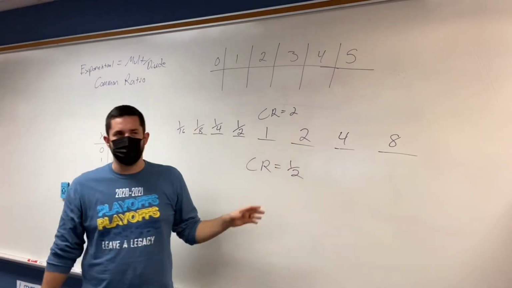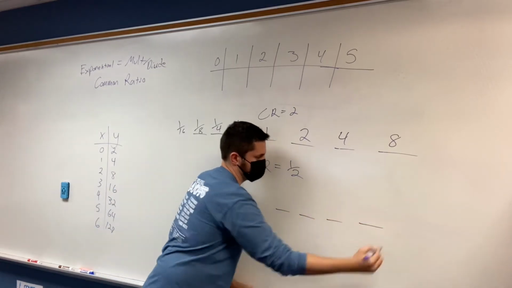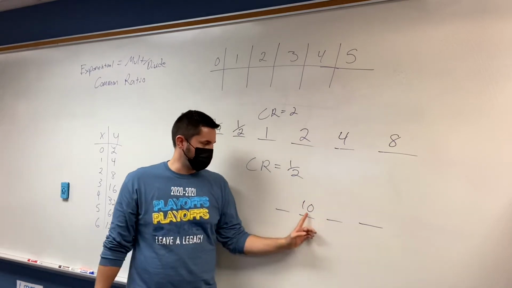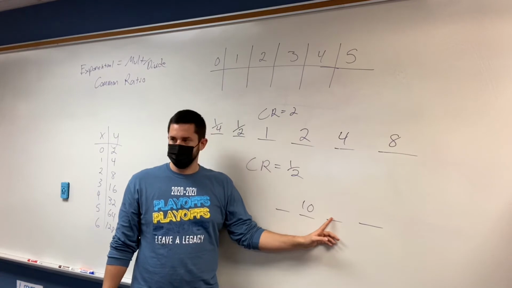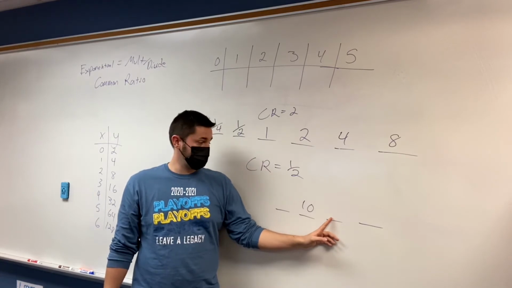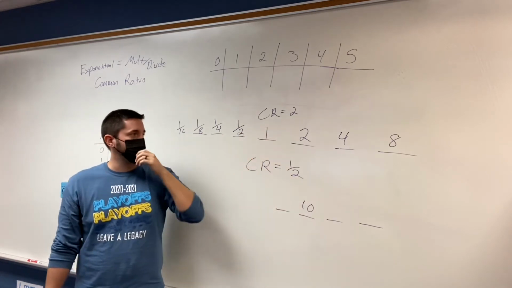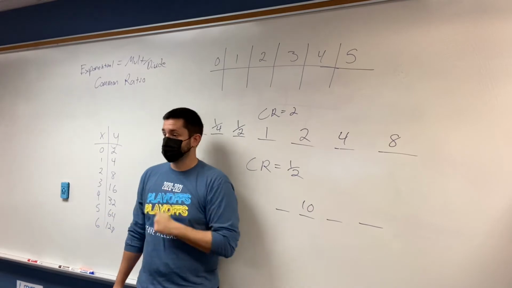Okay, what's weird about having a common ratio of 1/2? Why is that weird? Let's throw out a 10 right here. So what would this be? So a common ratio is what? How would you define a common ratio? What is a common ratio? What you multiply by. Exactly.